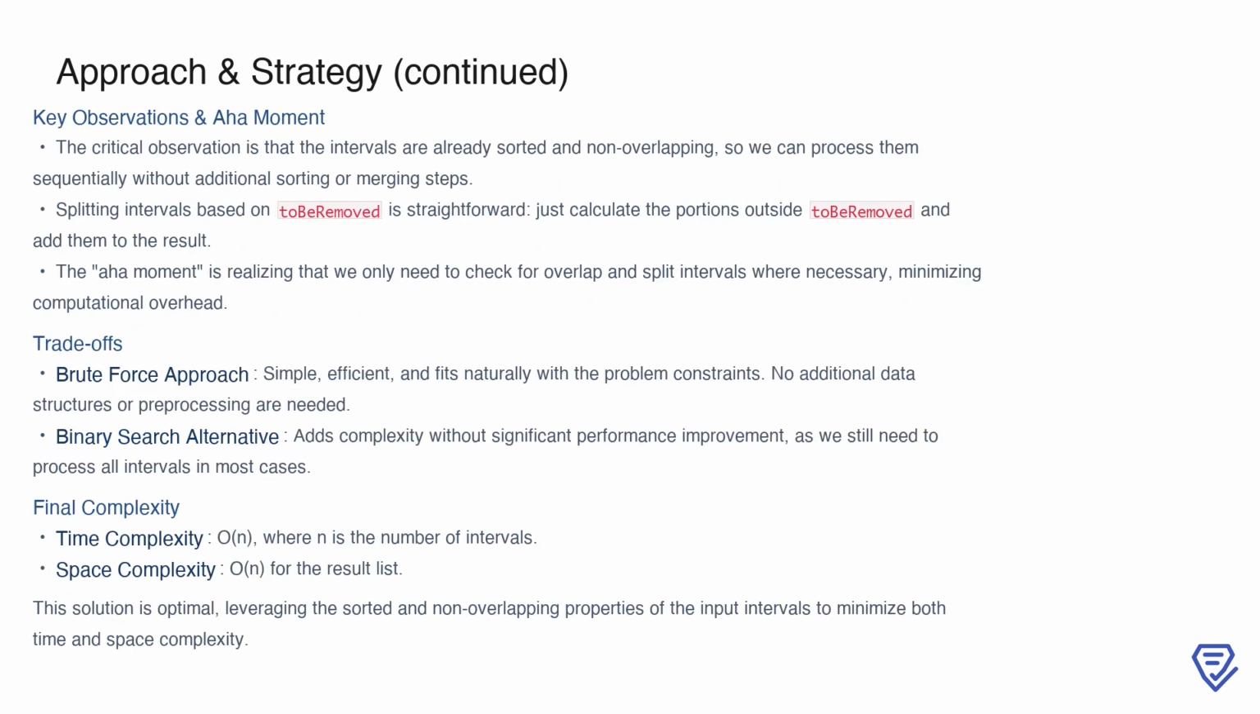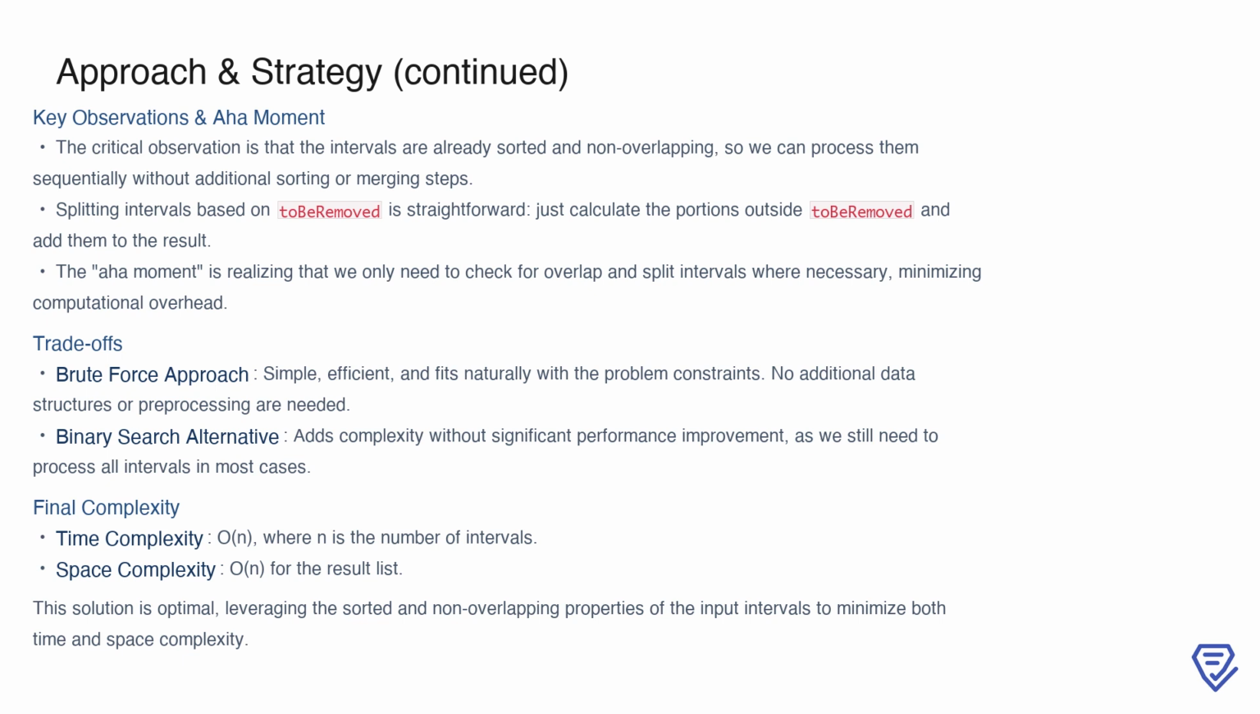To finalize our approach, it's crucial to recognize the key observations that make the brute force method the optimal strategy. The most critical insight is that the input list is already sorted and contains non-overlapping intervals. This allows us to process intervals sequentially without needing additional steps like sorting or merging. Splitting intervals based on the portion outside the interval to be removed is a straightforward operation, and since we only process each interval once, computational overhead is minimized. The aha moment here is realizing that the overlap check and splitting logic are sufficient to solve the problem efficiently.